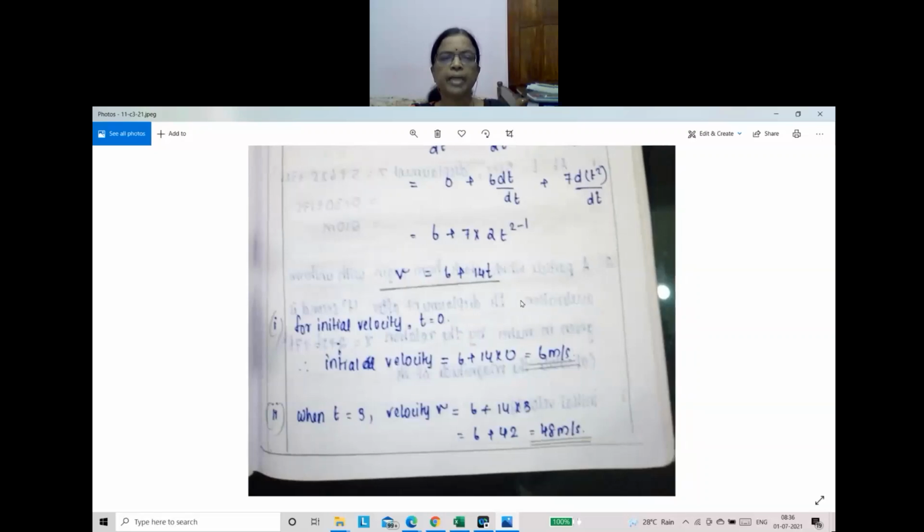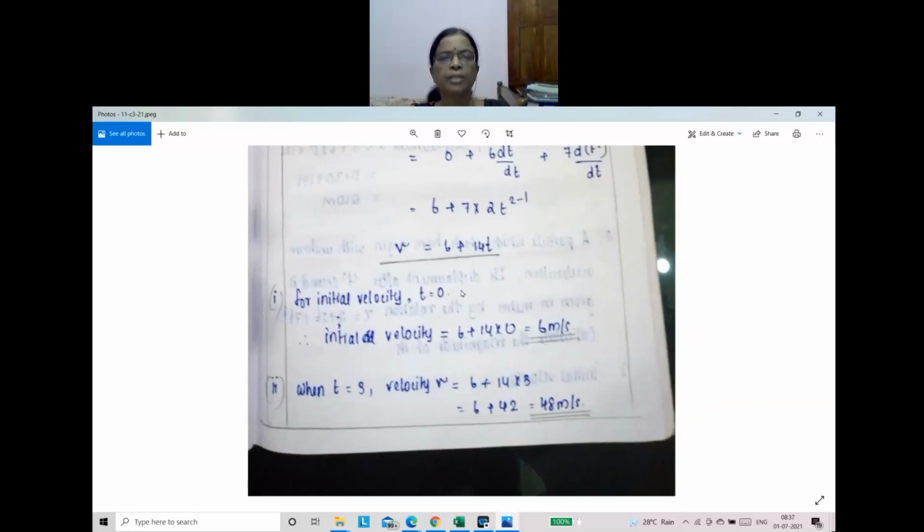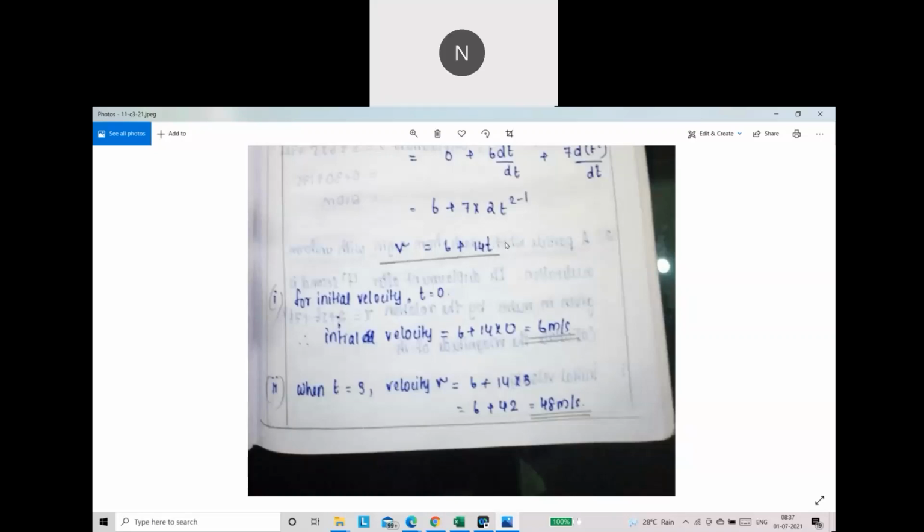For the question, velocity we got, but the question is initial velocity. What is the initial velocity? Initial velocity is at time t equal to 0. At time t equal to 0, what is the velocity? That is the initial velocity. So in this equation, when you give t equal to 0, what is the formula, children? v equal to 6 plus 14t. With t equal to 0, this term becomes 0. Then what remains? 6 only. So 6 is what remains, and you have to write the unit. 6 meter per second is the initial velocity.